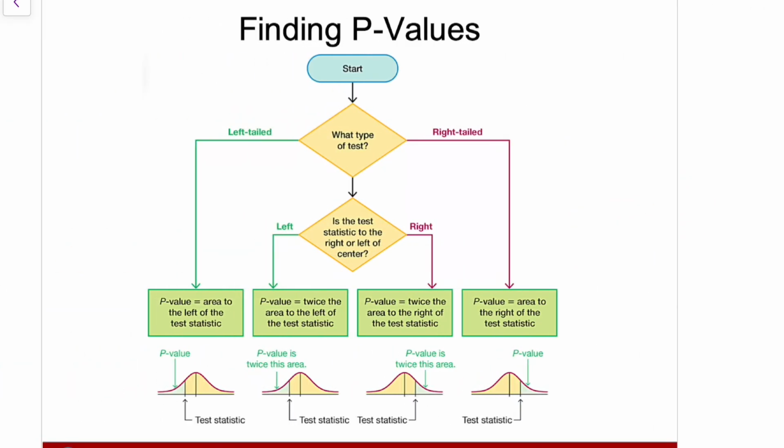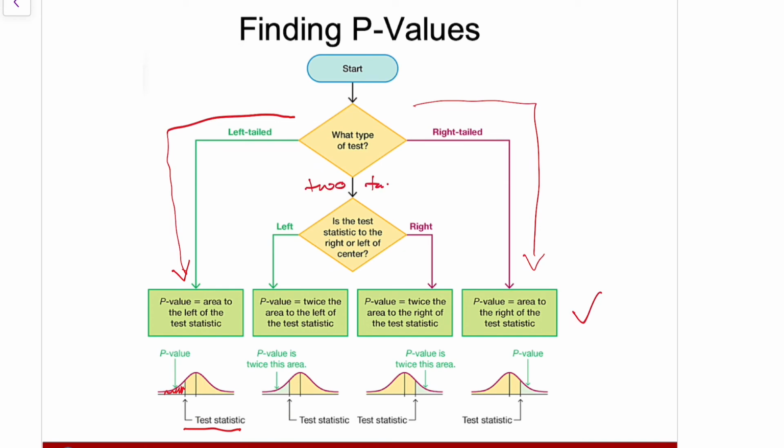We just found the p-value for a right-tailed test, right? That's exactly what we did, that the p-value is going to be the area to the right of our test statistic. We've done that. What if I had a left-tailed test? If I had a left-tailed test, I'd get a test statistic and I'd want the area to the left of that. What if I had a two-tailed test?